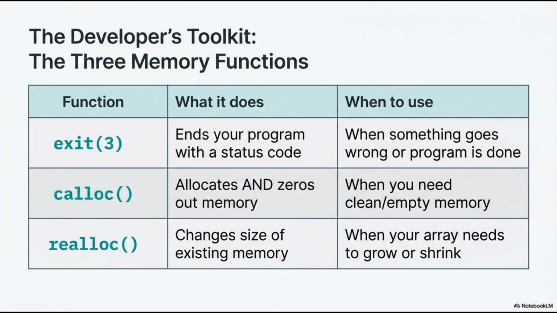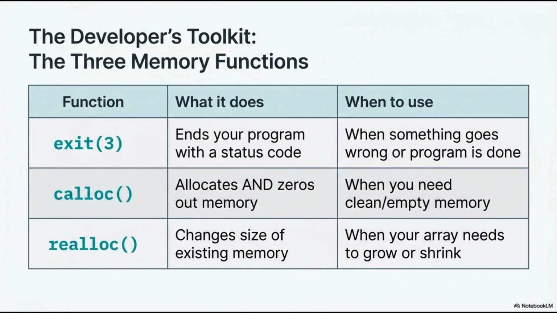Moving right along to Section 2, Essential Memory Functions, the core toolkit. We're stepping up to the workbench now. Let's look at the primary tools you'll use for managing raw memory. We have exit 3 for ending your program, calloc for allocating perfectly clean memory, and realloc for when you need to change the size of that memory later on. These 3 functions basically dictate how your program lives, breathes, and eventually dies.